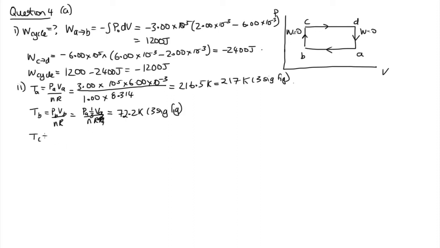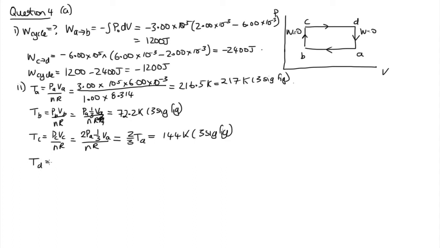The temperature at C is equal to PCVC over nR. Okay, so again we'll relate that to what we had at A. The pressure at C is double the pressure at A, and the volume at C is the same as B, which is a third the volume at A. So that's N over nR. So this is 2/3 of the temperature at A, or double the temperature at B. So 2/3 TA, which is equal to 144 kelvins to 3 significant figures.